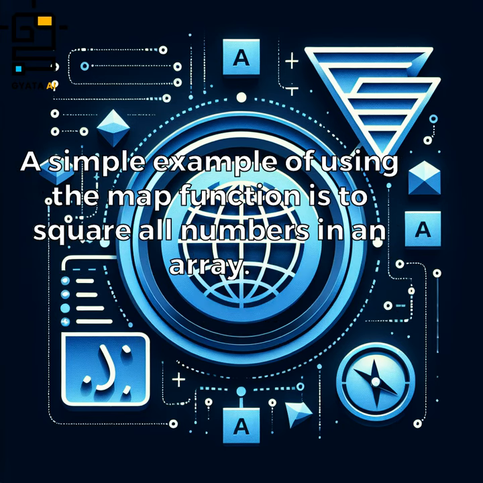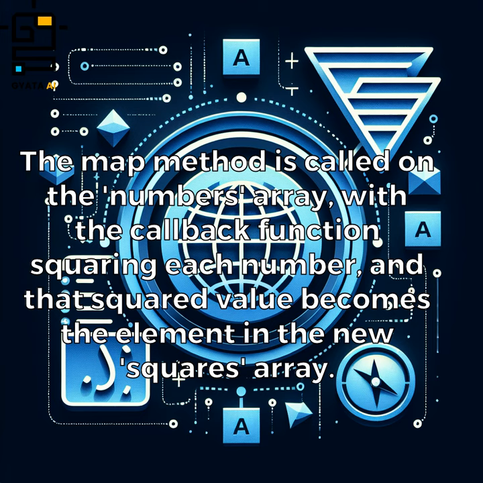Usage and examples. A simple example of using the map function is to square all numbers in an array. The map method is called on the numbers array, with the callback function squaring each number, and that squared value becomes the element in the new squares array.